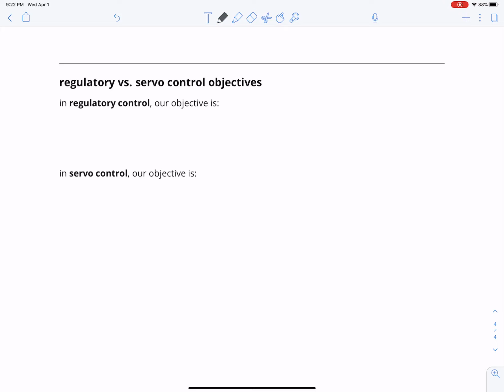Regulatory versus servo control objectives. In regulatory control, the objective is to reject, so in 2 words, disturbance rejection. That's our objective. And then more specifically, what I mean by that is to eliminate the effect of the disturbances on the controlled variable.